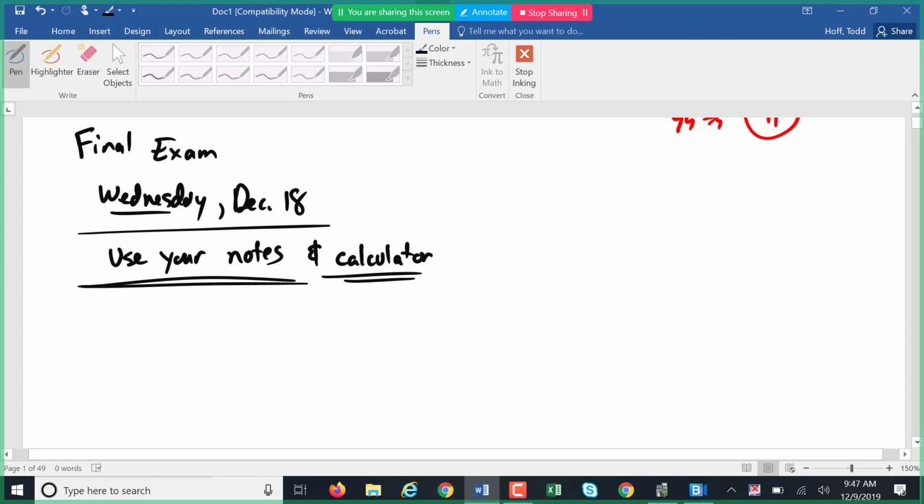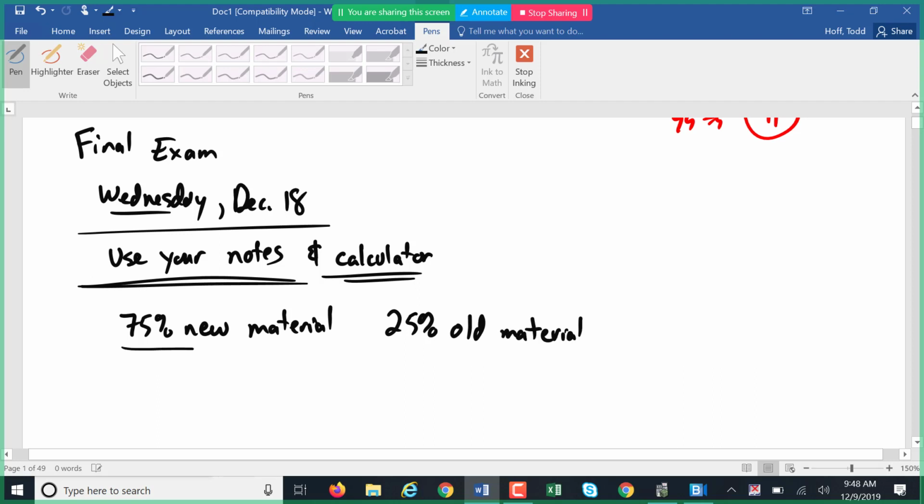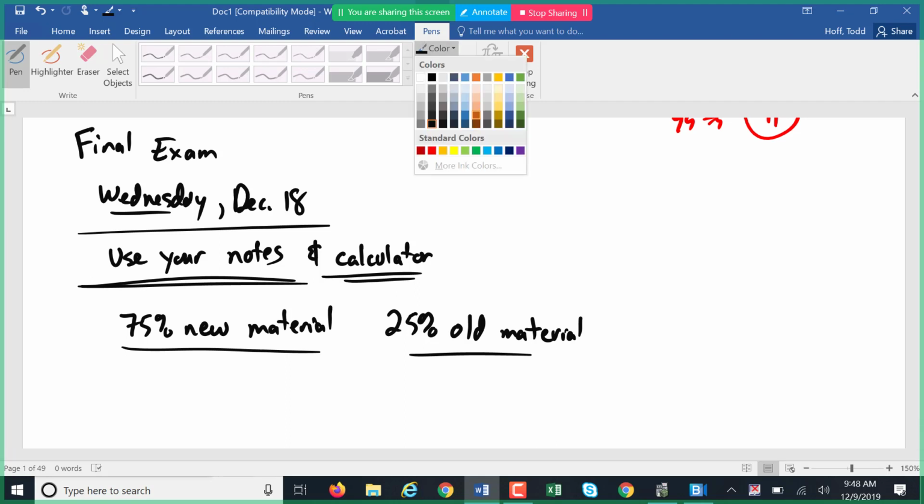It is about 75% new material and about 25% cumulative. So 25% from the first 2 units. So we'll just say old material. If that helps you out at all.